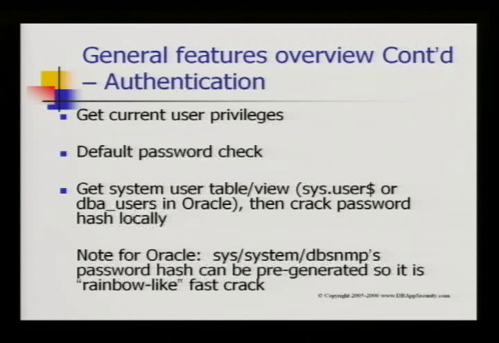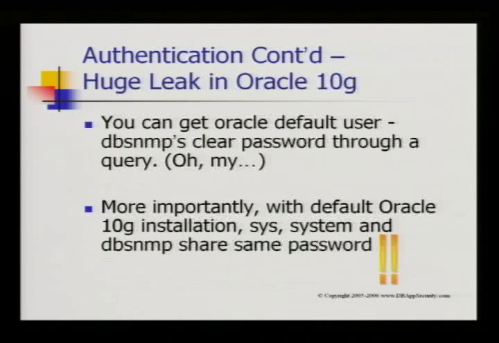as I mentioned, the SYSTEM and DBSNMP passwords can be pre-generated, right? Because you already know the username. So based on a dictionary, you can generate the hash already. And for Oracle 10G, there's a pretty huge leak, which is that the DBSNMP password can be obtained through a simple query. The reason is that it's not hashed, it's encrypted. And more importantly, for 10G, the default installation will make SYS, SYSTEM and DBSNMP share the same password. So once you know the DBSNMP password, you will know SYS and SYSTEM. Think about it.